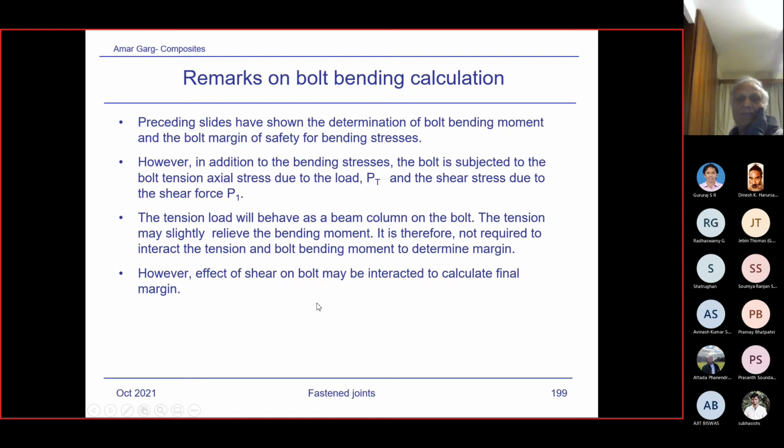The tension load will behave as beam column on the bolt. The tension may slightly relieve the bending moment, and is therefore not required to interact the tension and bending moment. So this is my comment, because when the tension is also there, bending is also there, it just tries to relieve rather than increasing the bending. However, effect of shear on a bolt may be interacted in to calculate the final margin.